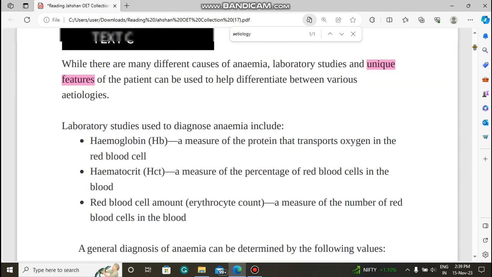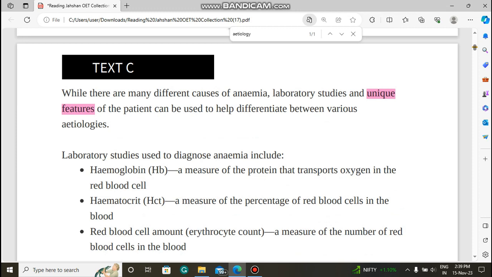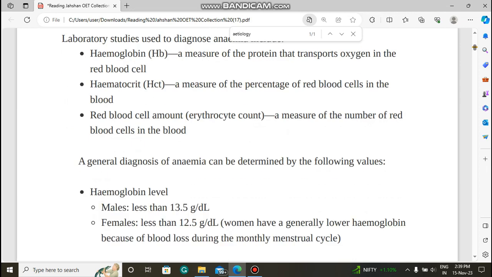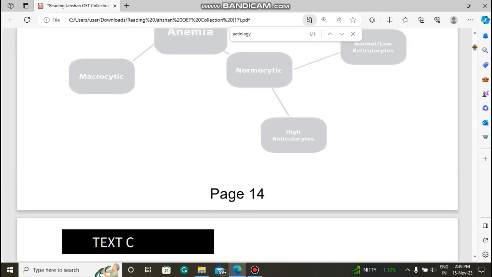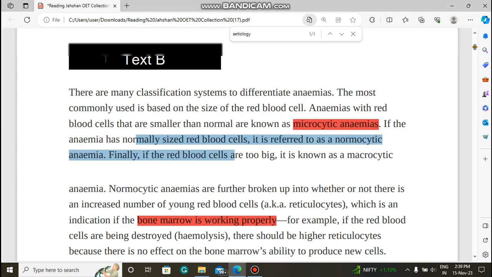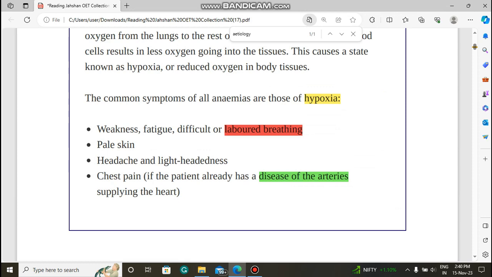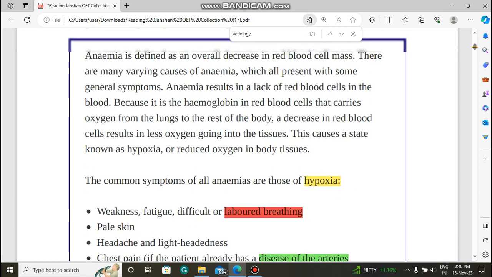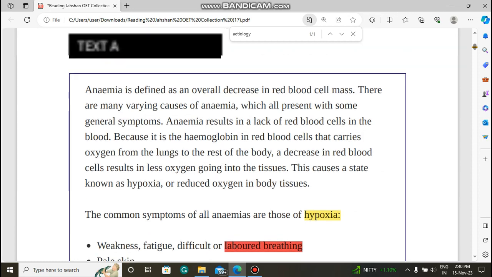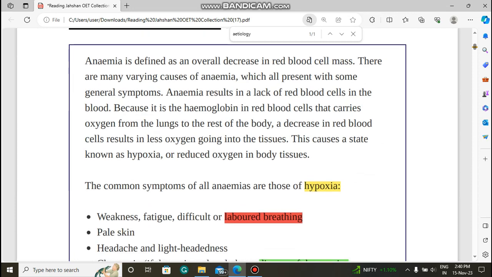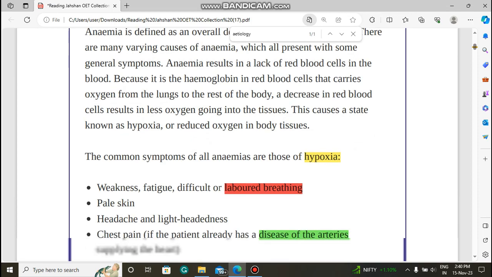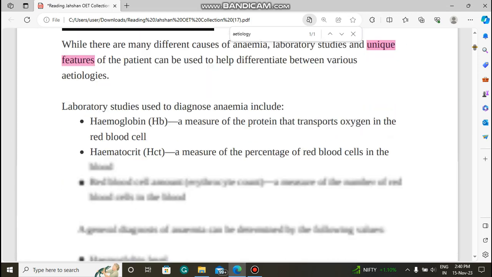Then, should it be mentioned in different causes of anemia? No, nothing related to the causes is stated. Then, classification of anemia, or yes, symptoms of anemia. Here the word symptoms of anemia is given in paragraph A, and it is clearly mentioned regarding the difficulty or labored breathing. So the answer is labored breathing. Now let's move to the next question.